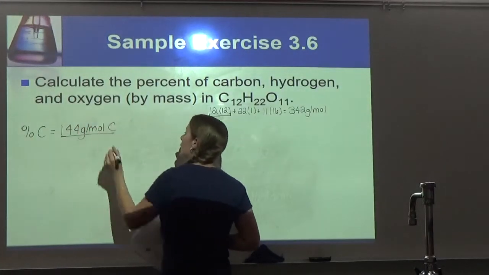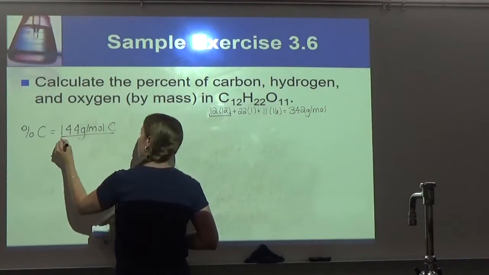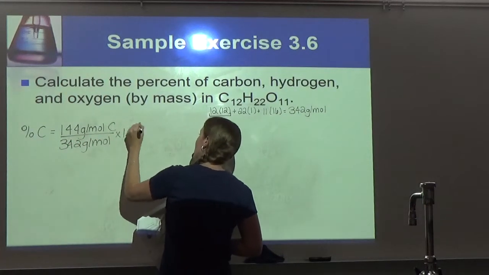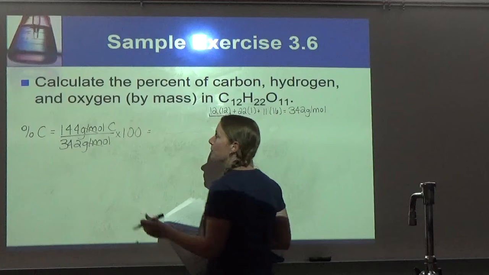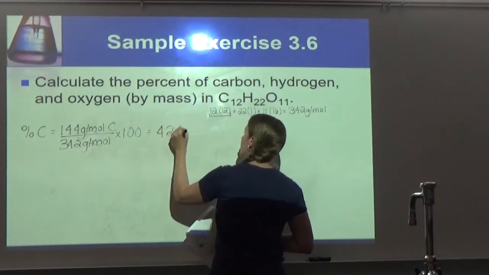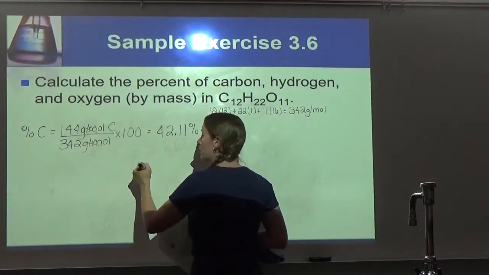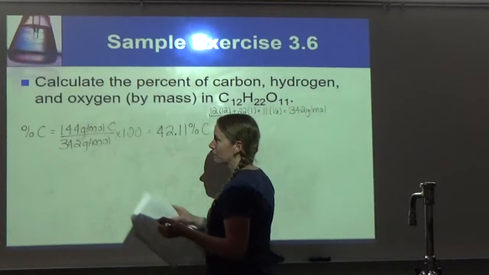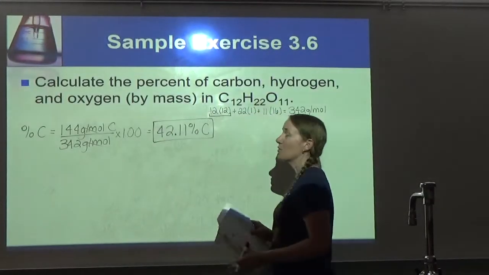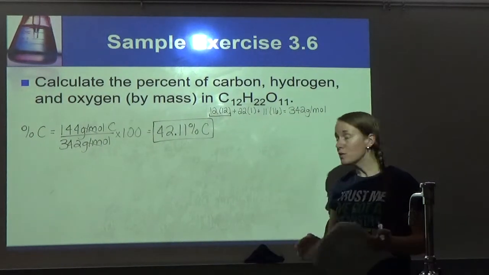And then I do that over the whole compound. So the whole compound is 342 grams per mole. And then to turn it into percentage, I'll multiply by 100. So my grams per mole cancel. When I do that, I get about 42.11, and then my unit becomes percent because my grams per mole canceled, of carbon, because carbon is what we're talking about. So I got carbon, but I still have to do hydrogen and oxygen. So I just move on to the next one.